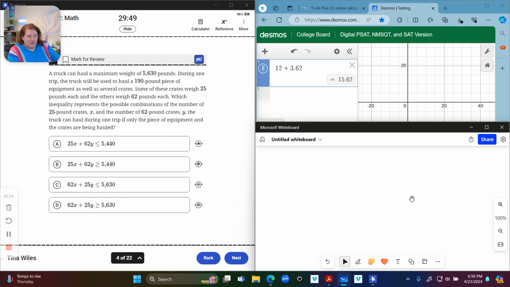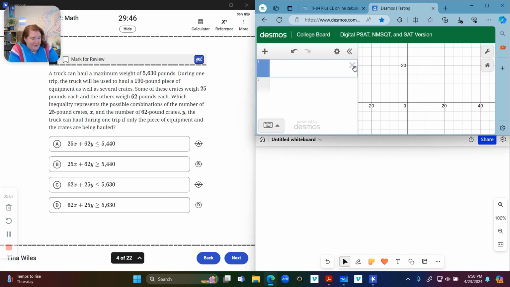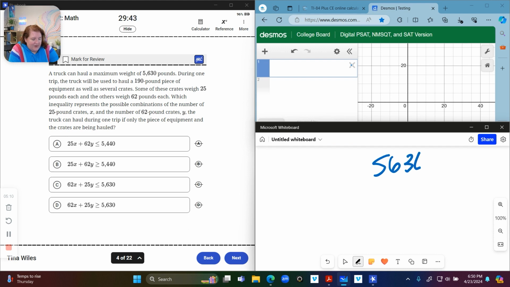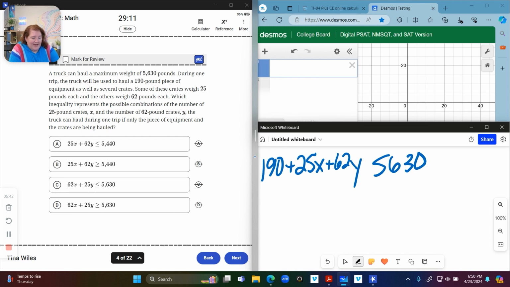Number 4, a truck can haul a maximum weight of 5,630 pounds. During one trip, the truck will be used to haul a 190-pound piece of equipment, as well as several crates. Some of the crates weigh 25 pounds and others weigh 62 pounds. Which of the inequalities represents the possible number of combinations of the number of 25-pound crates, x? So I have 25-pound crates as x, 62-pound crates as y, and I also have the one piece of equipment.